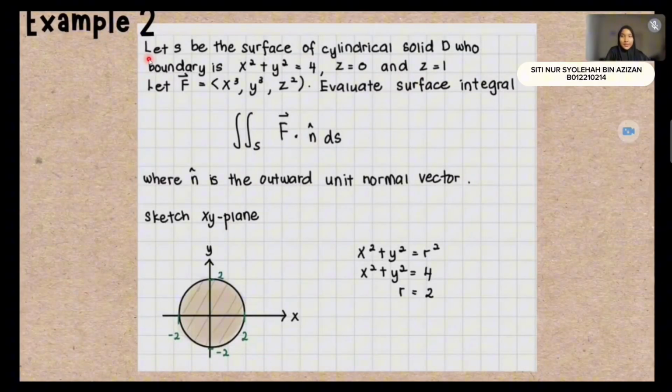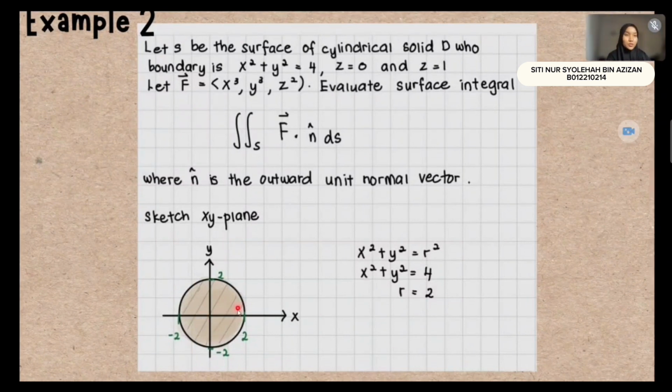The question is: let S be the surface of the cylindrical solid D, whose boundary is x squared plus y squared equal to 4, where z is equal to 0 and z is equal to 1. The vector field is F = (x cubed, y cubed, z squared). So we need to evaluate the surface integral.